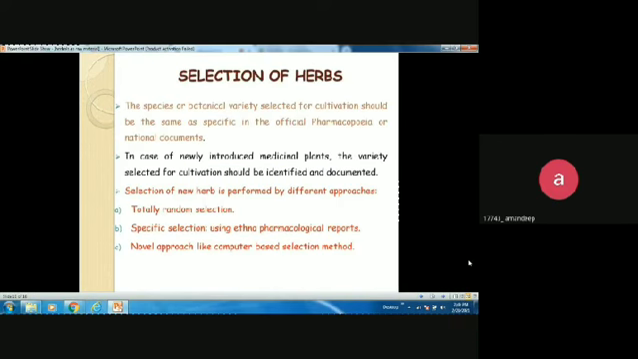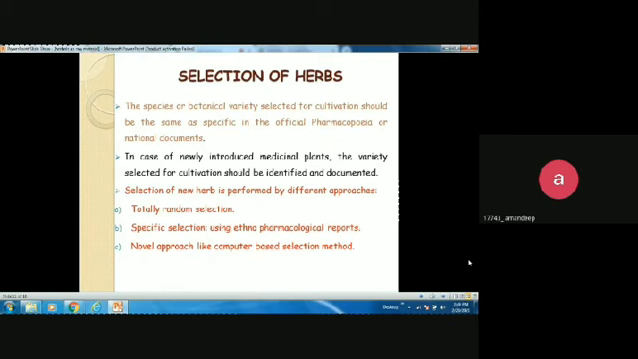First, selection of herbs. The species or botanical variety selected for cultivation should be the same as specified in the official pharmacopoeia or national documents. In case of newly introduced medicinal plants, the variety selected for cultivation should be identified and documented.